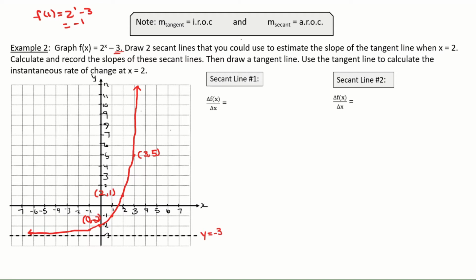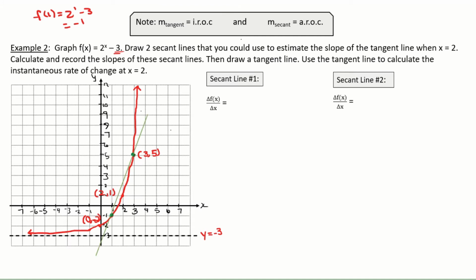So let me just switch colors here. Let's say I'm going to pass through (3, 5) and this one here, (1, -1). I'm putting green dots there. So I'm going to draw a straight line through those two. The reason I'm picking those two is because the x values are equidistant from the x value of 2. So I'm going 1 unit to the right of 2, which is the 3, and 1 unit to the left, which is the 1.